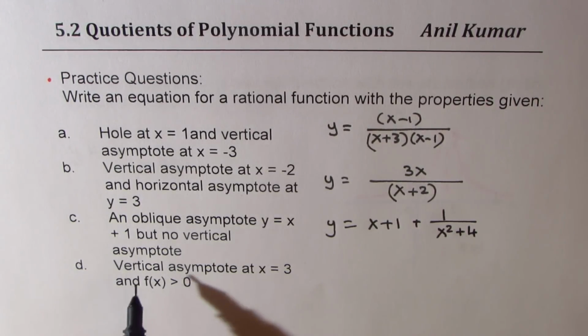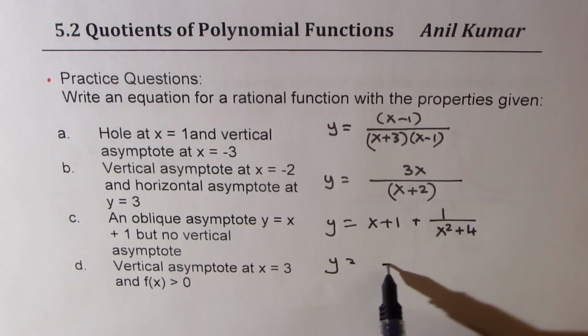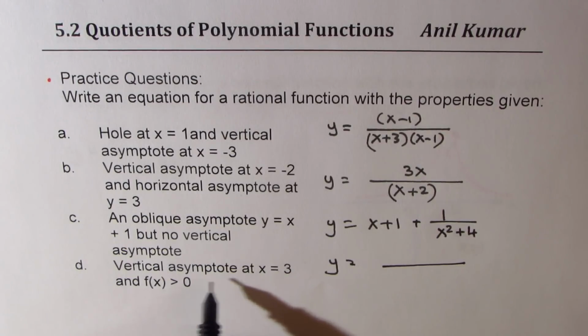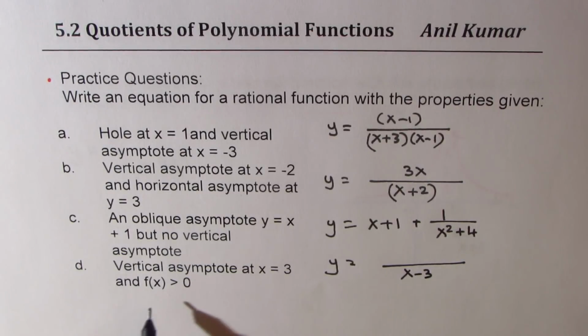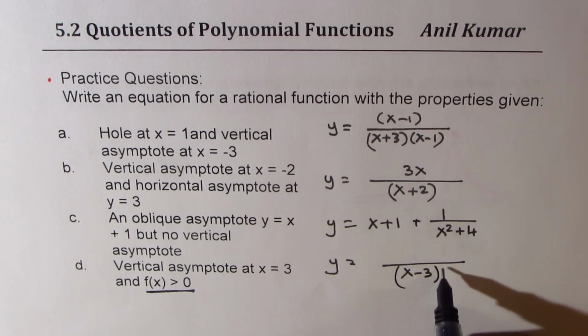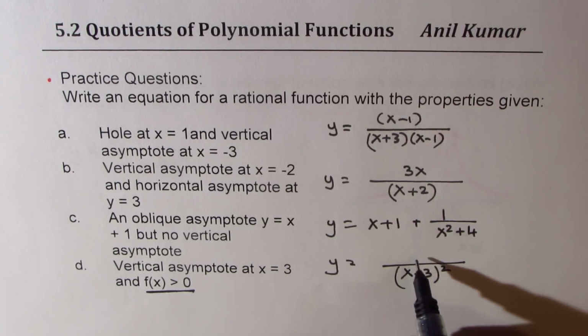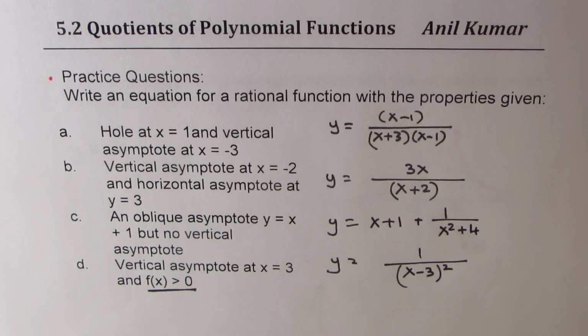Both are correct. Okay. Vertical asymptote is given to us as x equals 3. That means x minus 3 is in the denominator. However, we are saying the function is greater than 0. So that means it should be positive. Is it okay? So 1 over that could meet our criteria. So you could have actually answered this in just a second as we did here, right? So once you understand the concepts, it becomes that simple. I hope it makes sense.